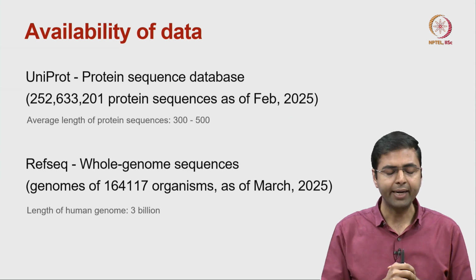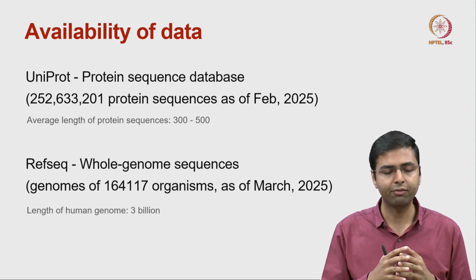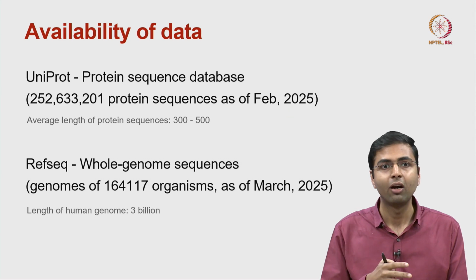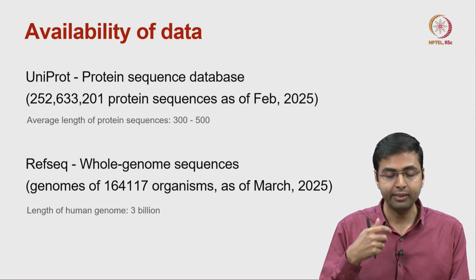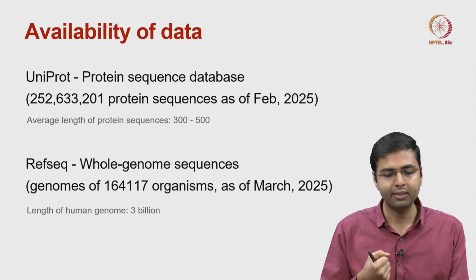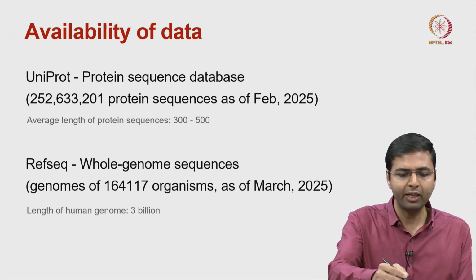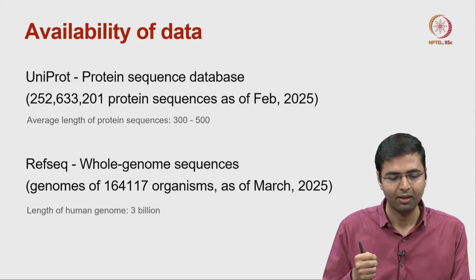One caveat here is that the nature of the data is very different. For example, if you are working with proteins, RNAs or whole genome sequences, the nature of data is very different. For example, if you just look at the average length of sequences, the average length of protein sequences is only ranging from 300 to 500 amino acids.